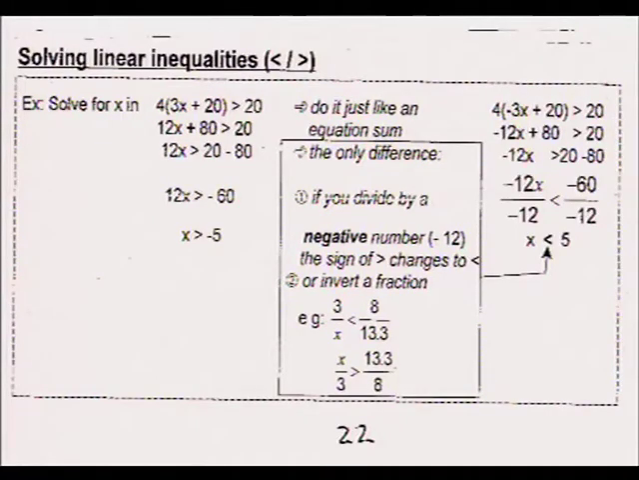When you are solving linear inequalities, it's greater than or smaller than. There's an example that you can go through. In the middle, you can see the only difference: if you divide by a negative number, for example minus 12, the sign greater than changes to smaller than. And the second one, or invert a fraction. So you must make a fraction.